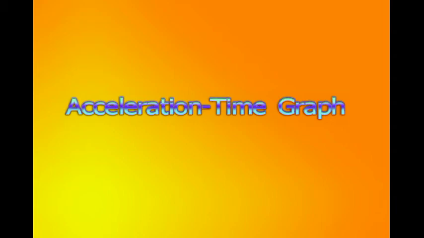If the line is at 0, then the object is going to be moving with a constant velocity. To find the velocity on an acceleration time graph, find the area under the graph.